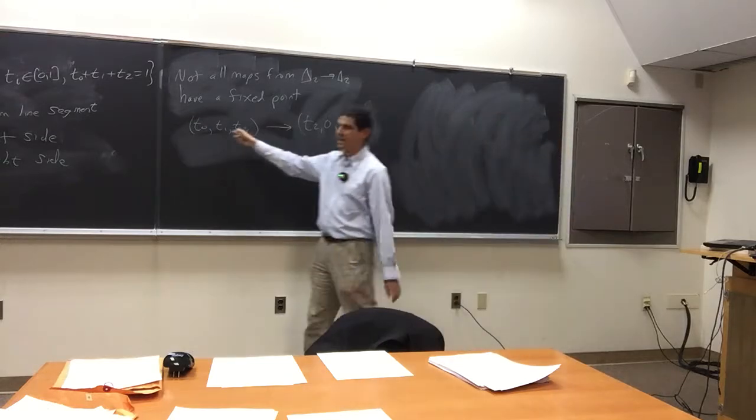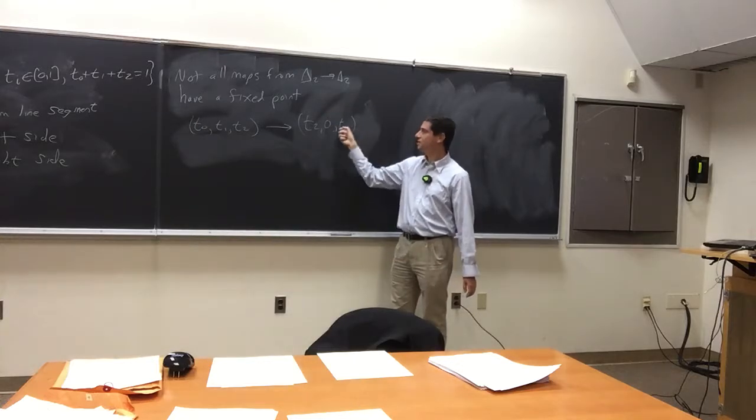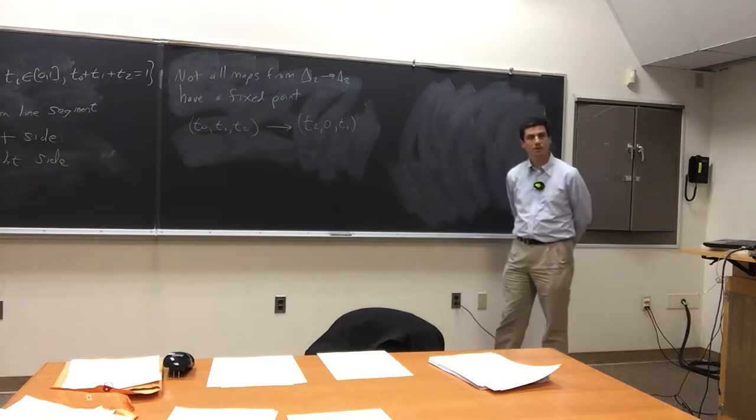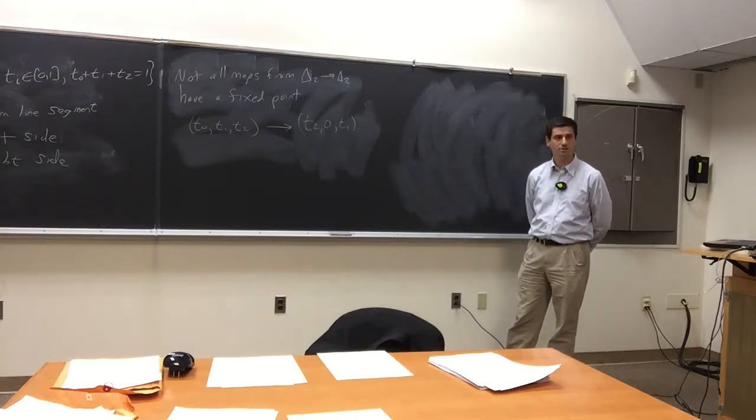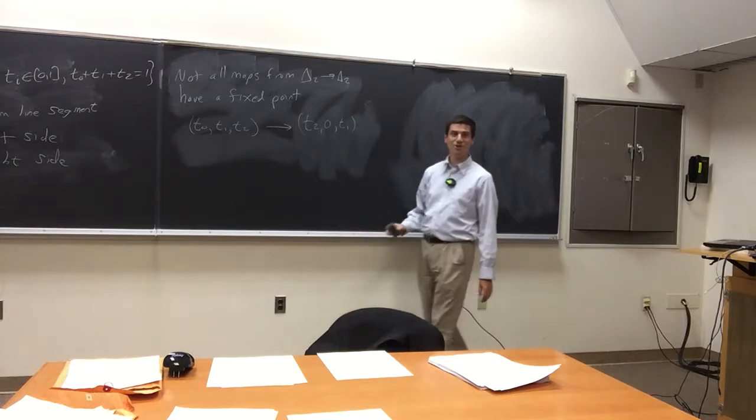The sum of the coordinates has to be 1, and they have to be non-negative, between 0 and 1. The sum here is t1 plus t2. This would be fine if t0 is 0. So if t0 is 0, this is legal. But if t0 is not 0, it's not legal. Maybe everything does have a fixed point. Maybe the theorem is even stronger than we hoped.